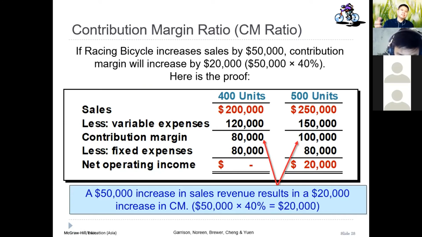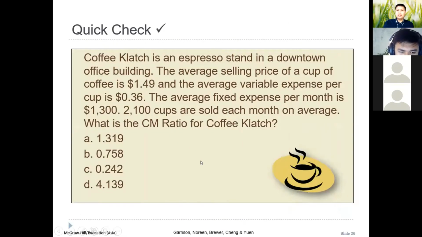Yan. Dinidetalye lang niya sa atin, but in Excel format, it's a lot easier. Okay, so let us do a computation. Let's have the quick check. Coffee Clutch is an espresso stand in a downtown office building. The average selling price of a cup of coffee is 1.49. The average variable expense per cup is 0.36.